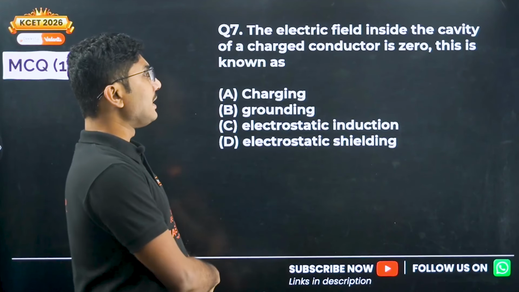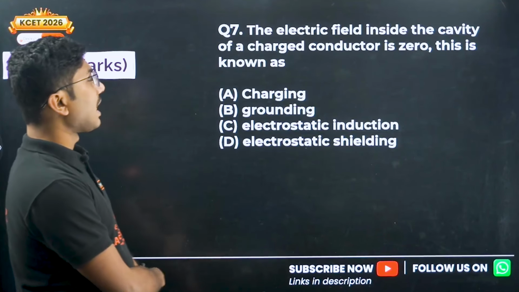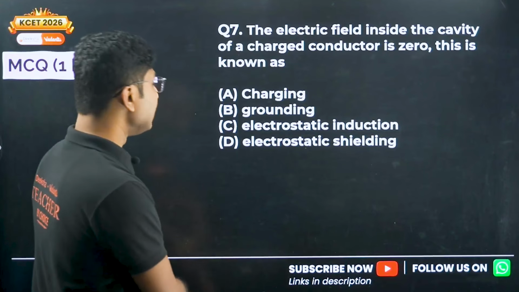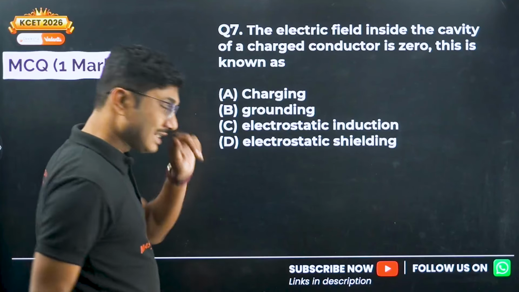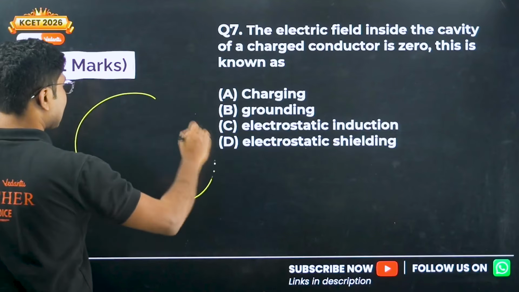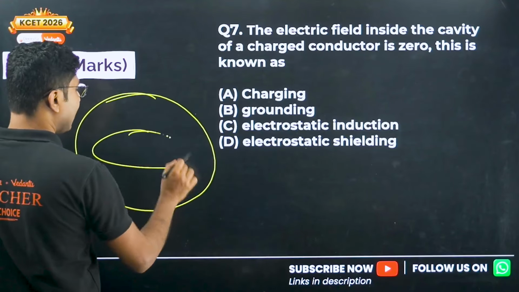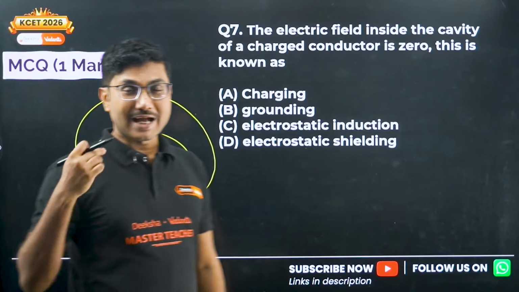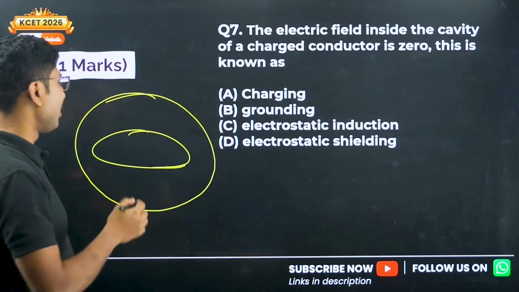The electric field inside the cavity of a charged conductor is 0. This is known as electrostatic shielding. So inside a charged conductor, if you have a cavity, cavity means the cavity that you might have in your teeth, okay, a gap, a hollow space.